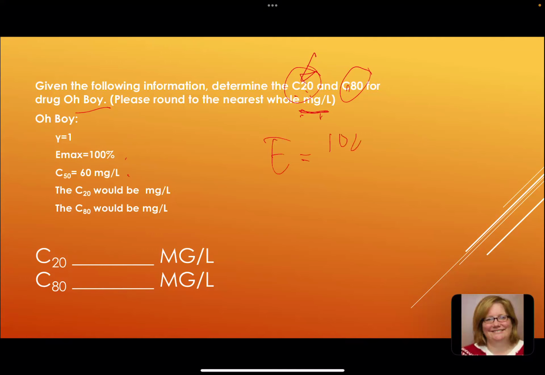So our C50 is 60 milligrams per liter plus concentration. And what do we want to know? The effect at 20. Oh, I need my calculator. Well, do you guys have a calculator? Can you do this for me? It's 15. So you all know how to do these, right?